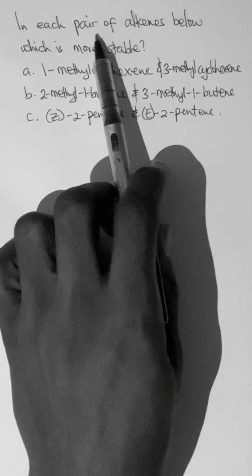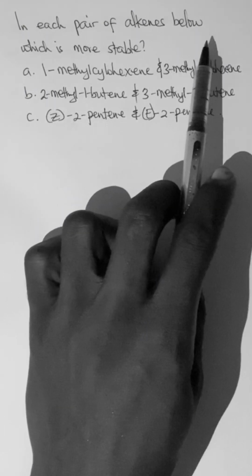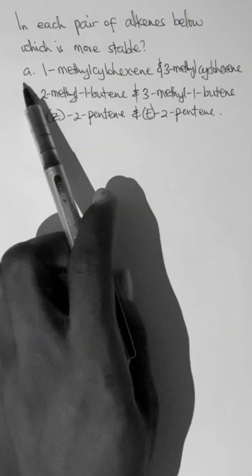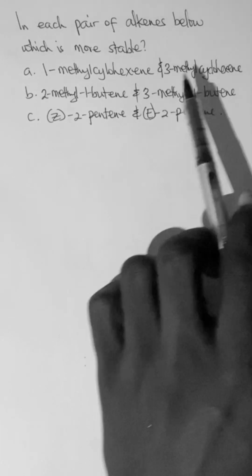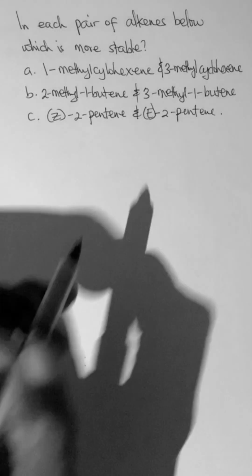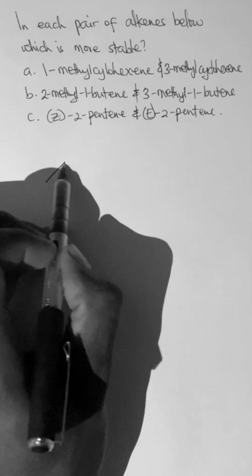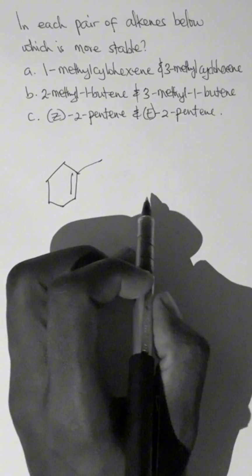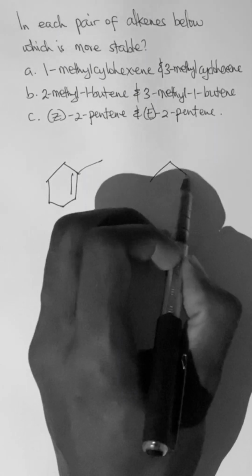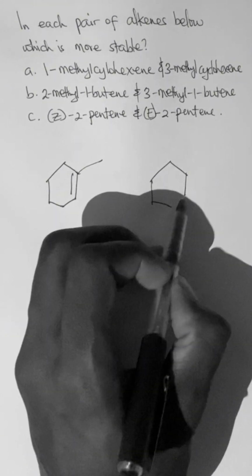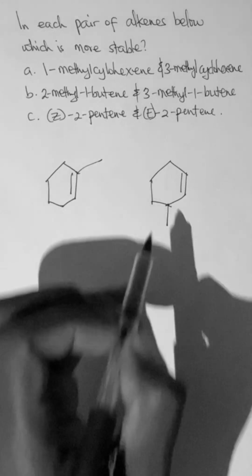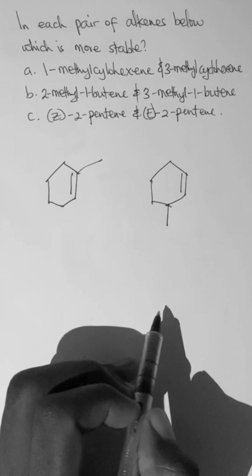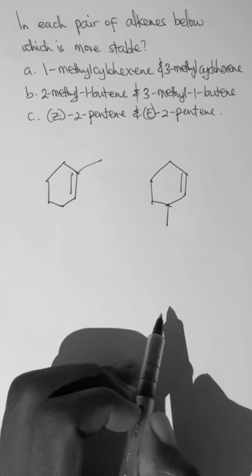In each pair of alkenes below, which is more stable? Here we have 1-methyl cyclohexene and 3-methyl cyclohexene. So let's draw it. This is a cyclohexane, and we have a 1-methyl. And we also have a cyclohexane, and we have a 3-methyl. So this is 3-methyl cyclohexene. So he says, which one is more stable?